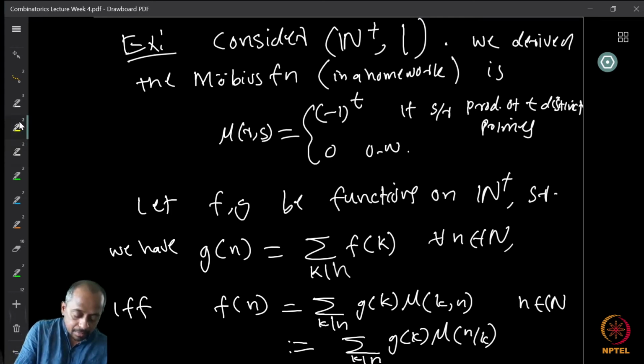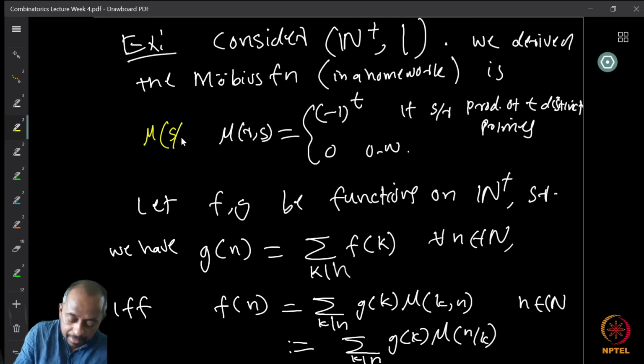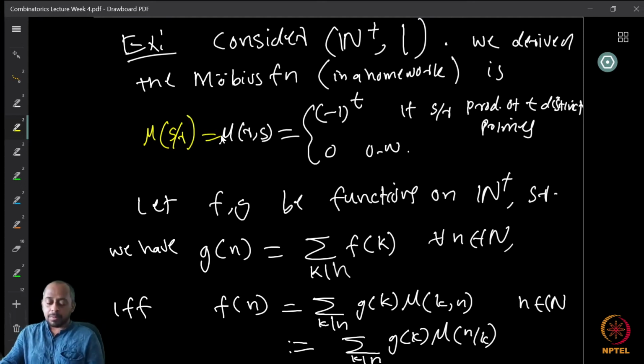Now, if you look at mu of r comma s, it only depends on s by r. So I can make it a one variable function by saying that mu of s by r, over the integers, is equal to mu of r comma s. So the Mobius function can be written in just one variable in this case, and therefore let me write it as mu of s by r here. So I get mu of n by k, and therefore f of n is equal to summation k dividing n of g of k into mu of n by k.